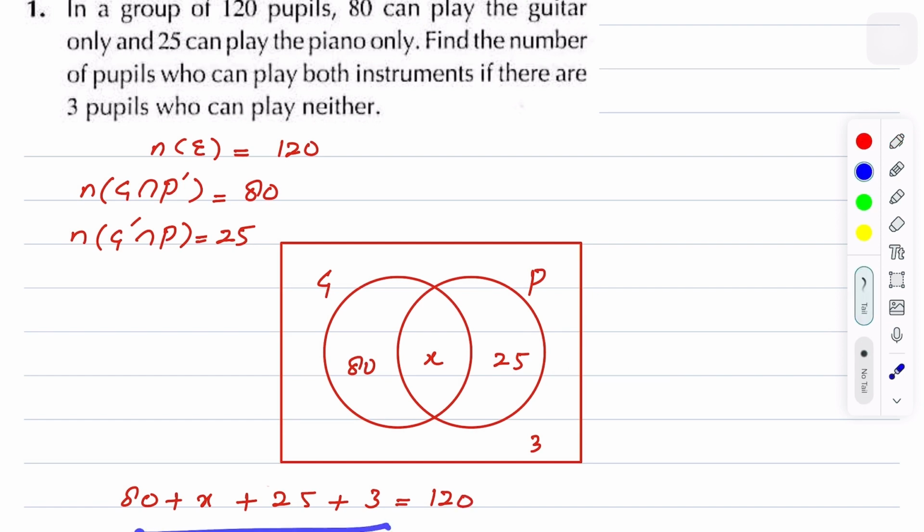You can add all of these and then subtract from both sides. You will get the value of X, that is 12.